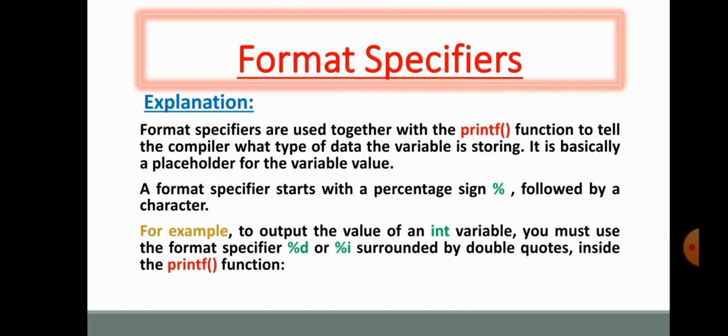Format specifiers are used together with the printf function to tell the compiler what type of data the variable is storing. It is basically a placeholder for the variable value. A format specifier starts with a percentage sign followed by a character. For example, to output the value of an int or integer variable, you must use the format specifier %d or %i surrounded by double quotes inside the printf function.